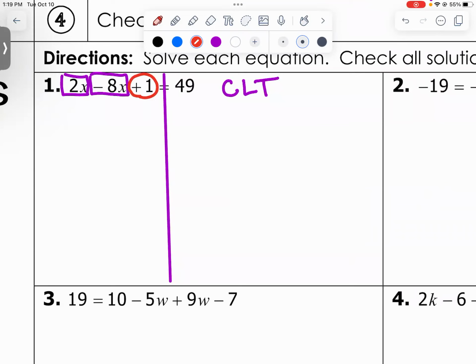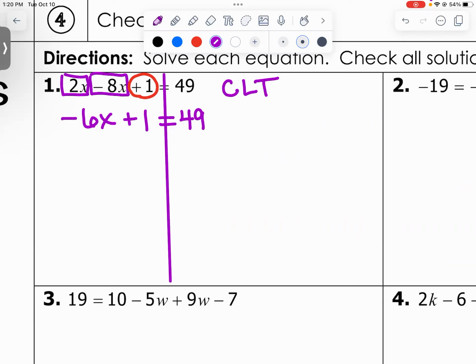So they put boxes and circles to separate out the difference between their terms. Like group 3 did, 2x minus 8x gives us minus 6x, and then plus 1 has nothing to combine with. That's fine. So we have negative 6x plus 1, and it's going to equal 49. Now we have an equation. Some of us got a little rusty on what to do here.